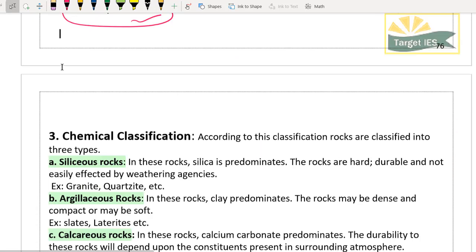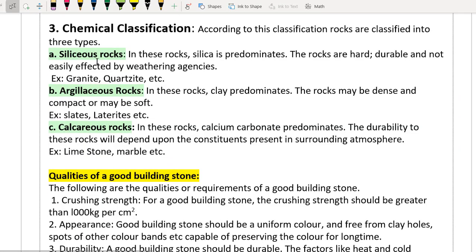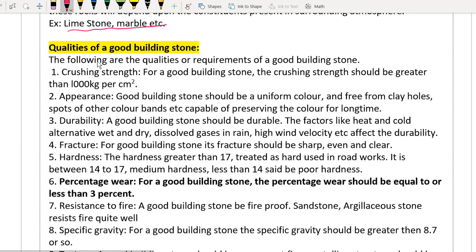Next let us see chemical classification. We have siliceous rocks, which contain more silicon, as simple as that. Examples: granite, quartzite, etc. Argillaceous rocks have a lot of clay content, for example slates and laterites. Next we have calcareous rocks, which obviously contain a lot of calcium carbonate, CaCO3. Examples: limestone, marble, etc. So what are the qualities of a good stone?